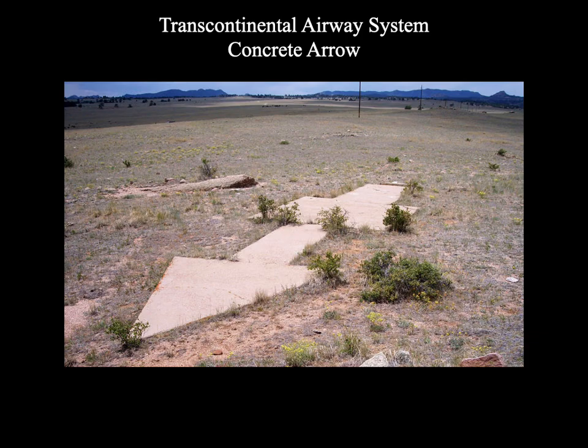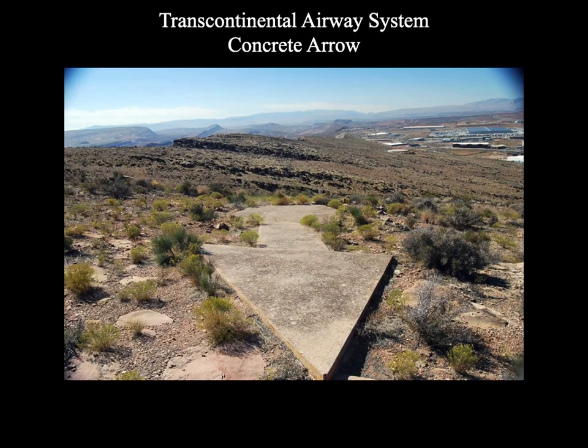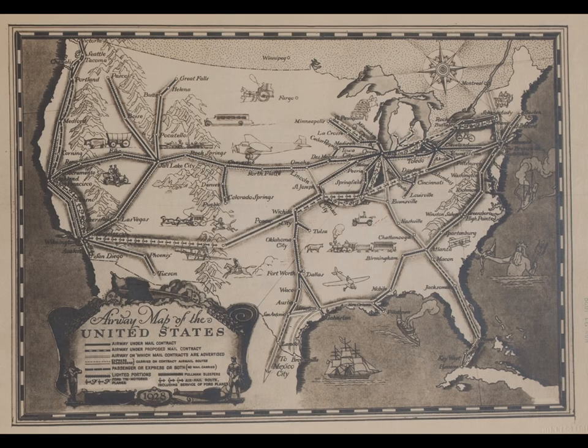To help airmail pilots navigate during the day, large concrete arrows were embedded in the ground to point the way ahead. Some of these arrows can still be seen today. Eventually, airway routes were established across the entire United States.